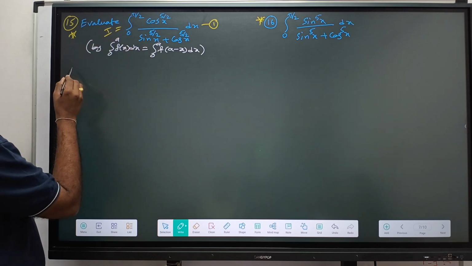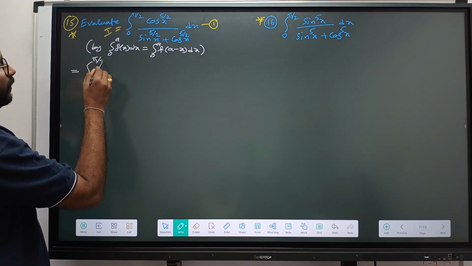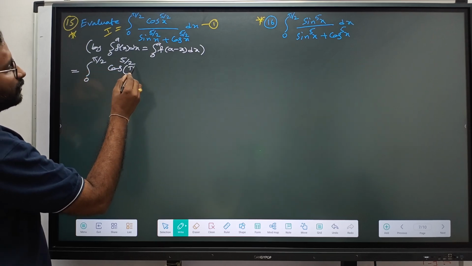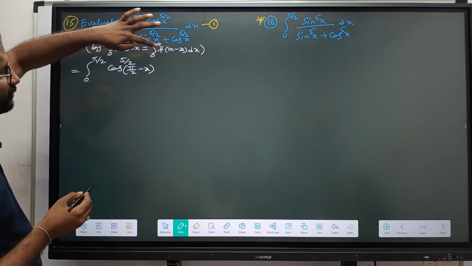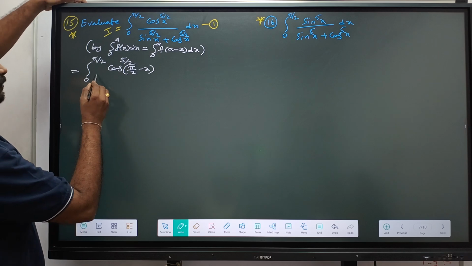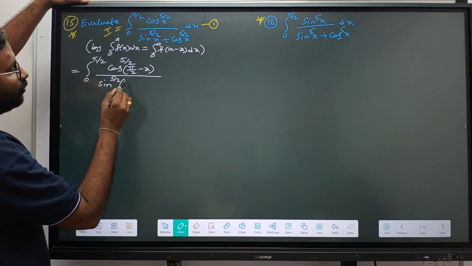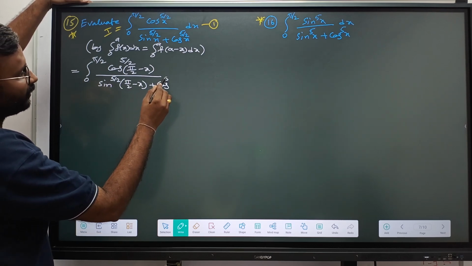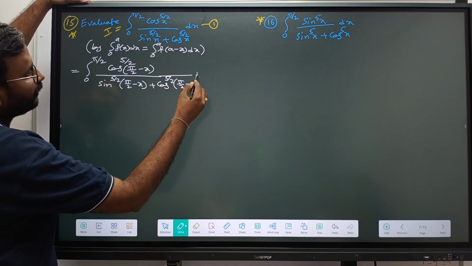So this can be written as the integral from 0 to pi by 2 of cos power 5 by 2 of x, which means pi by 2 minus x. We should replace x by upper limit minus x. By the same property, this is also sin power 5 by 2 of pi by 2 minus x, plus cos power 5 by 2 of pi by 2 minus x, into dx.